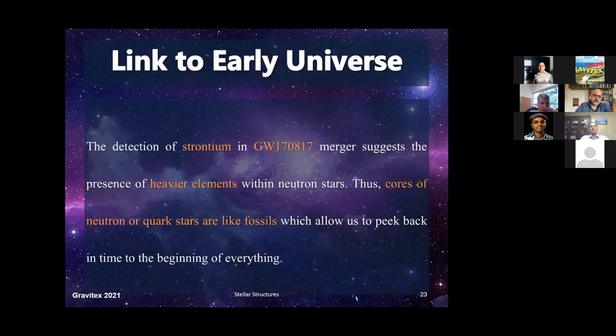There's a link of quark stars to the early universe. The detection of strontium in the GW170817 merger suggests the presence of heavier elements within neutron stars. Thus, neutron stars or quark stars are like fossils, which allow us to peek in time to the beginning of everything.